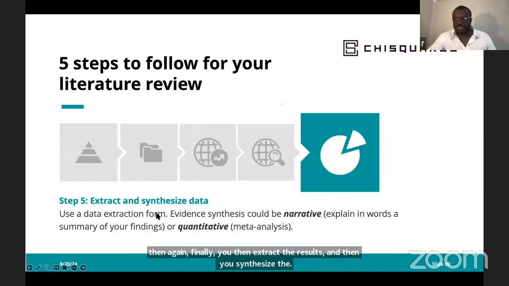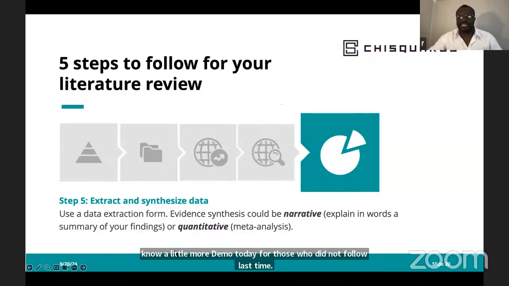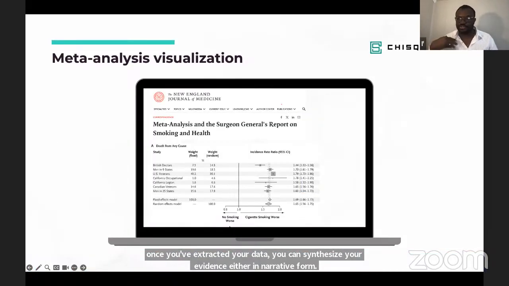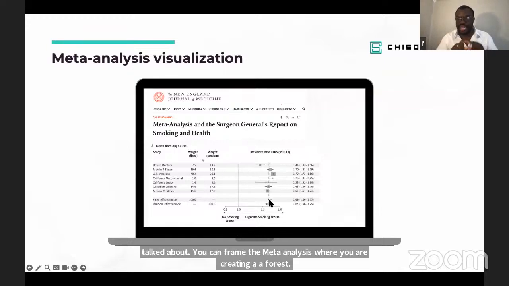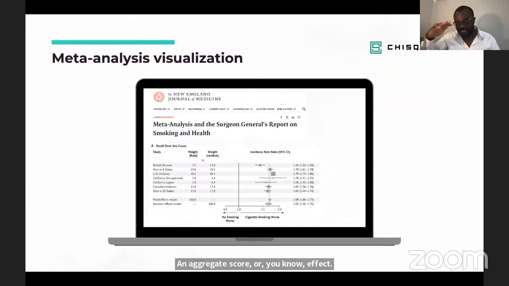We talked about the Chisquares platform last week. We're going to show a little more demo today for those who did not follow last time. Then once you've extracted your data, you can synthesize your evidence either in narrative form or in quantitative form. And we talked about how to frame results in quantitative form last week. You can frame it as a meta-analysis where you are creating a forest plot and a summary, an aggregate score or effect that summarizes the results from all the other existing studies.